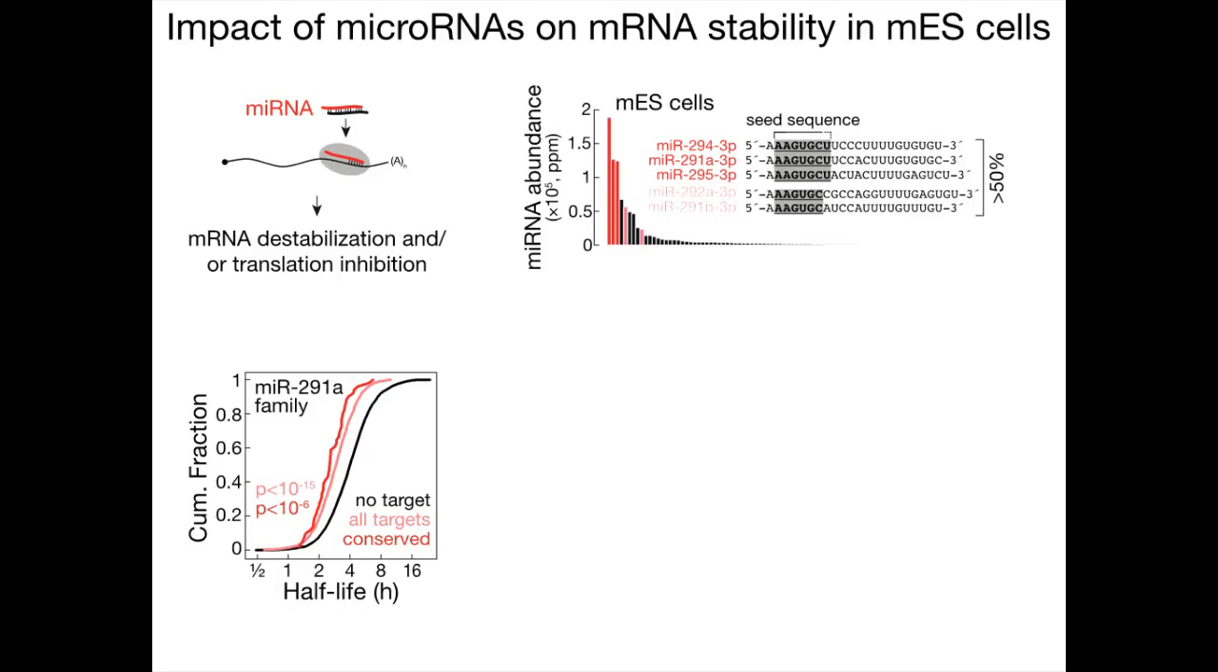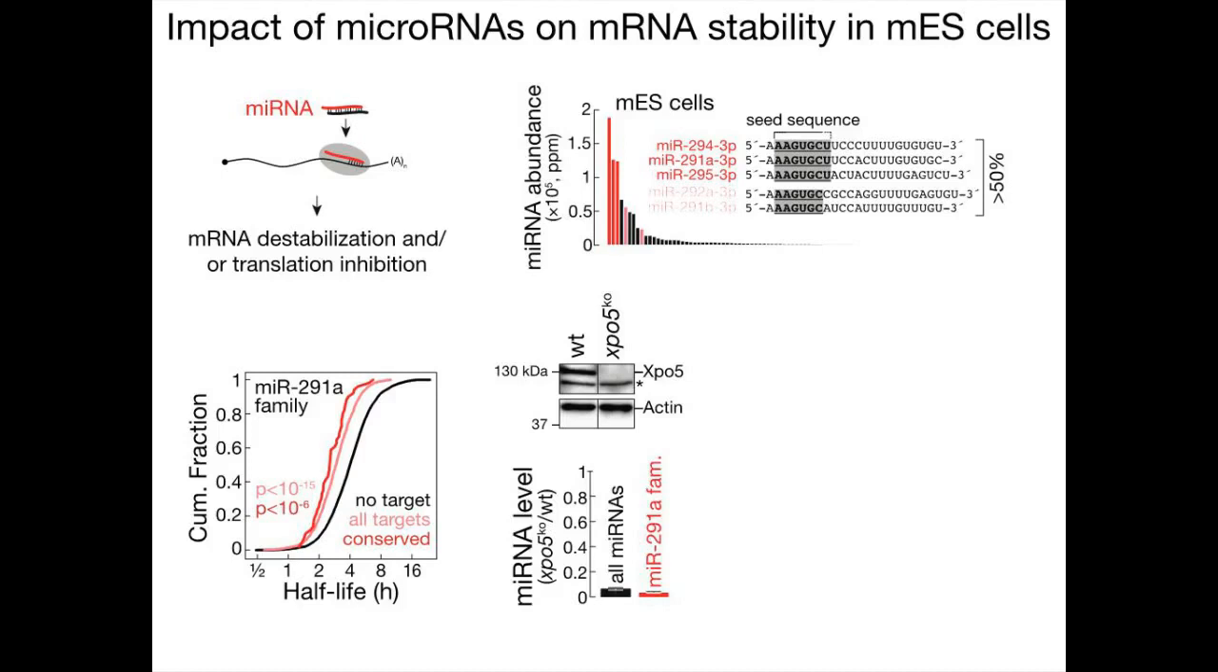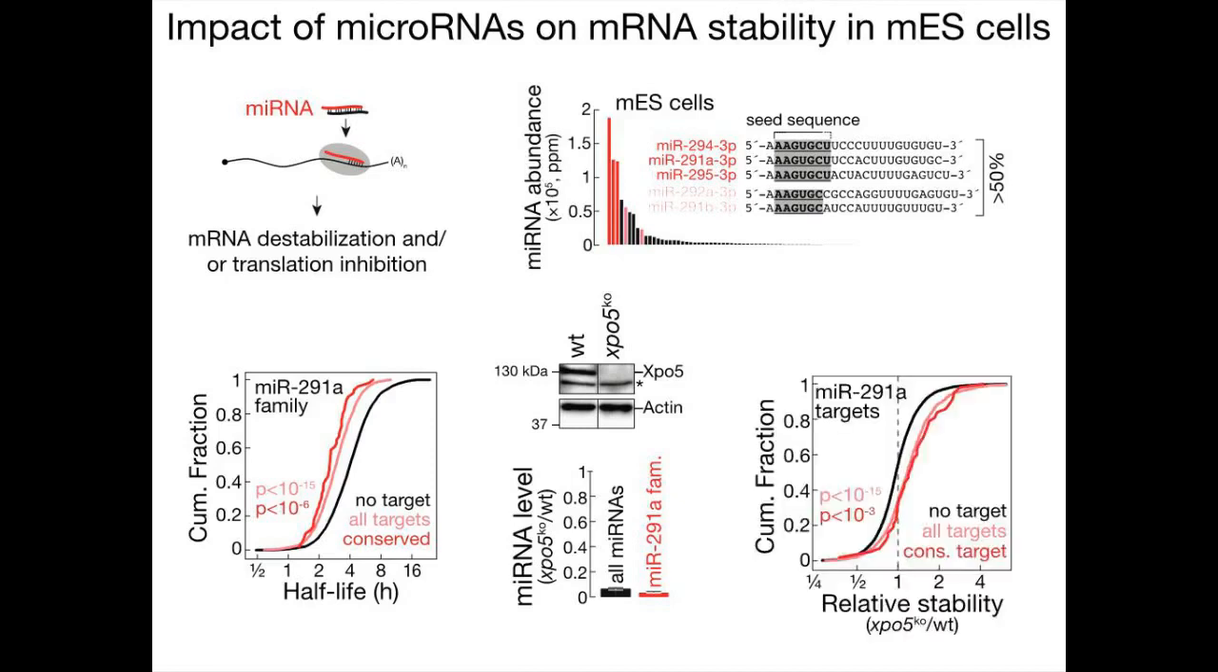Now, this is, of course, only associative, so to confirm direct contribution of microRNAs to transcript destabilization, we determined changes in mRNA half-life in mouse embryonic stem cells depleted of the core microRNA biogenesis factor exportin 5, which was depleted by CRISPR-Cas9 genome engineering. When compared to wild-type cells, depletion of expo5 significantly decreased overall microRNA levels by more than 90%, and particularly the miR-291A family members by more than 95%, as determined by spike-in normalized small RNA sequencing. Now, consistent with a function of microRNAs in triggering mRNA decay, we observed a significant increase in relative mRNA stabilities for targets of miR-291A family when compared to transcripts containing no target sites upon depletion of exportin 5.